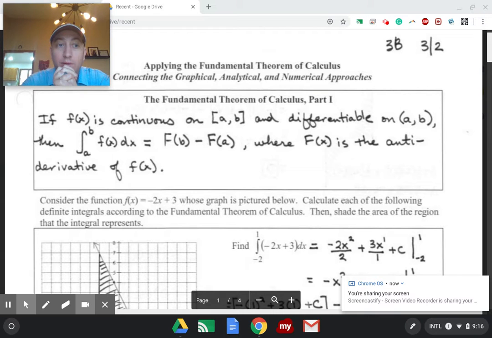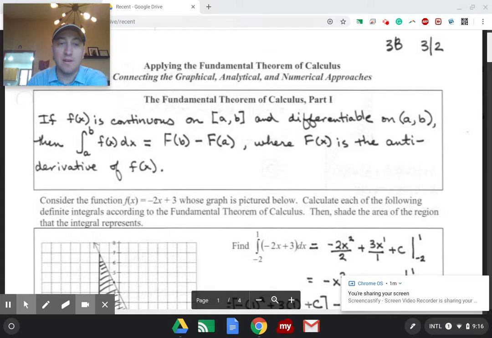So to break it down, the official definition of the fundamental theorem of calculus, which is what you use to find the exact value, is this. If f of x is continuous on a closed interval from a to b and differentiable on an open interval from a to b, then the integral from a to b of f of x dx is equal to F of b minus F of a, where F of x is the antiderivative of f of x.